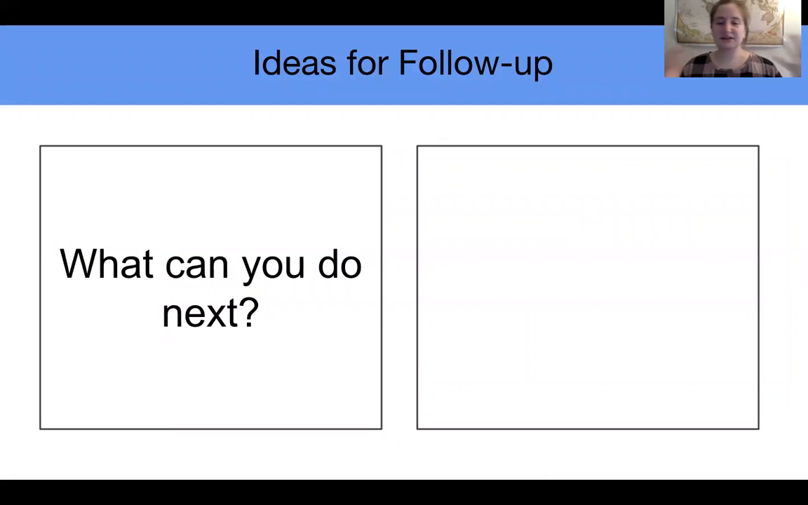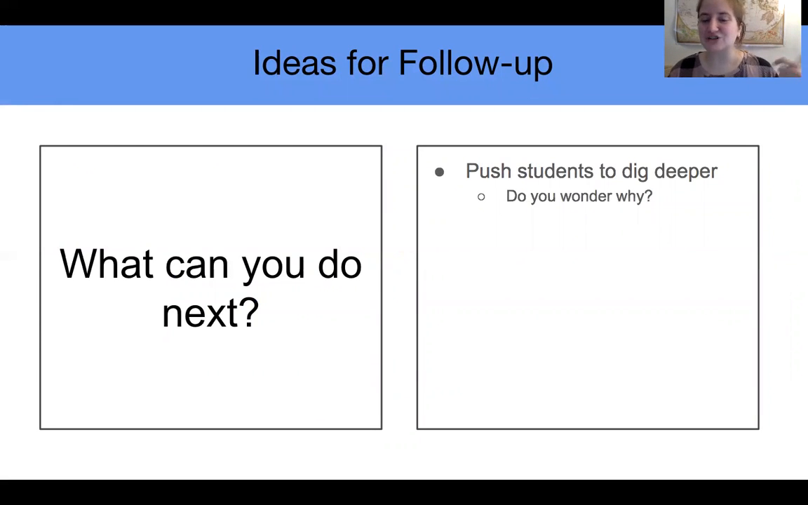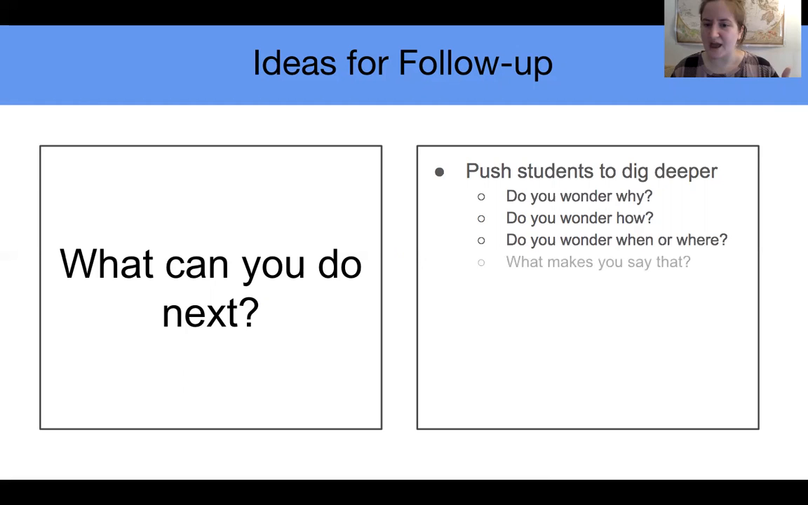So let's say you've done one of these lessons, you've used this routine to analyze a map, to analyze an artifact, to do whatever you want. So what can you do next? How can you follow it up? Well, one way you can do that is to push students to dig deeper. Ask them questions like, do you wonder why? Do you wonder how? Do you wonder when or where? Or what makes you say that?